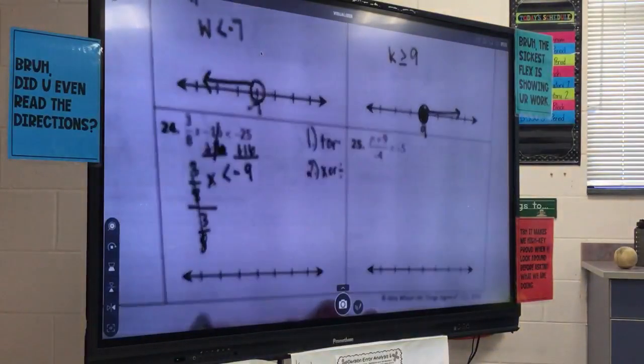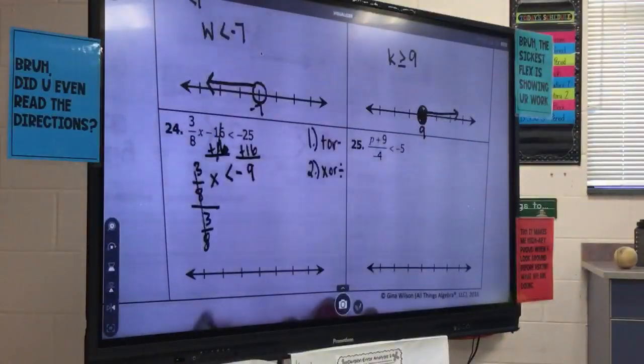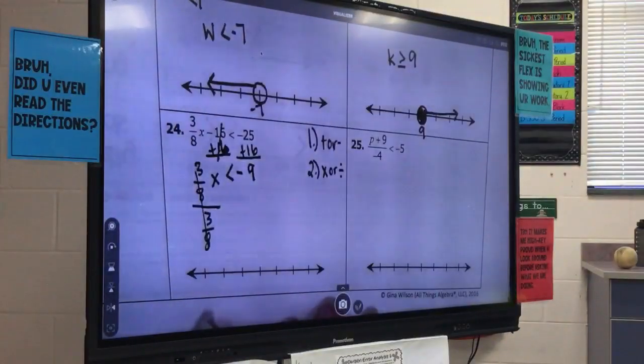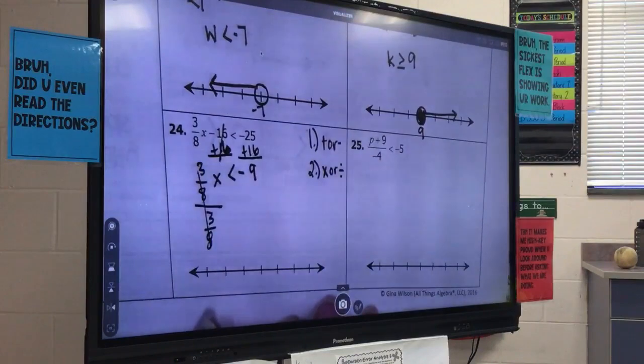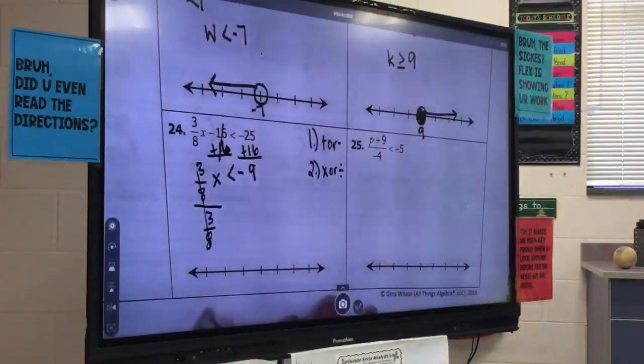Okay. Why are we dividing by 3/8? Only 2 people know? I know that more than 2 people got this right. And even if you didn't get the answer right, the process was right. Brielle?